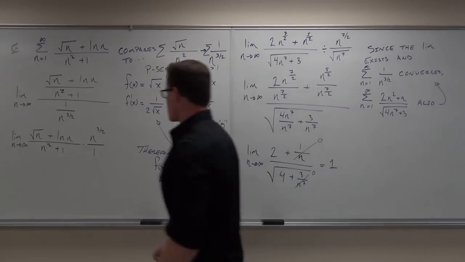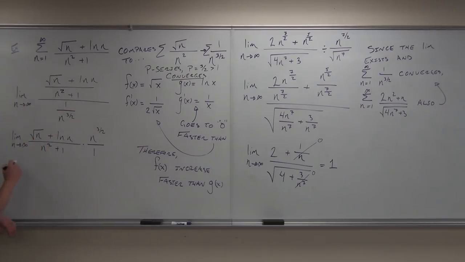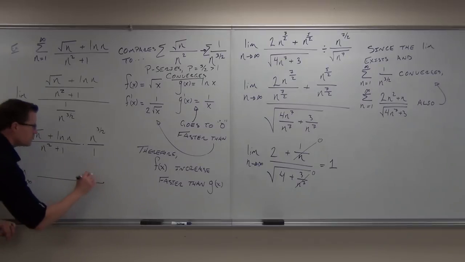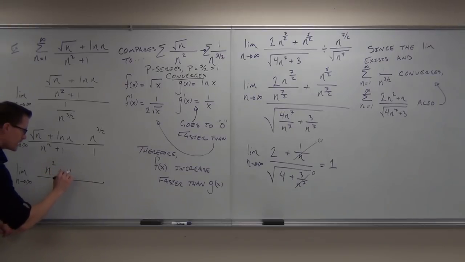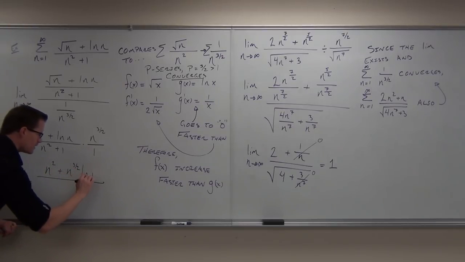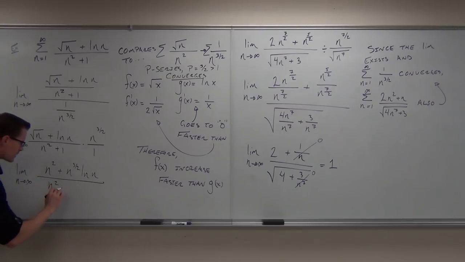Let's distribute. So if we distribute this, we get a limit as n approaches infinity of n squared. Wouldn't it be n to the 5 halves? If this was a 1 power, you'd have 2 halves plus 3 halves, it would be 5 halves. But this is a 1/2 power. 1/2 plus 3 halves is n squared. Plus n to the 3 halves ln n over n squared plus 1.